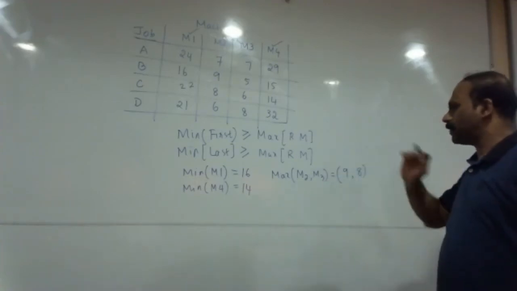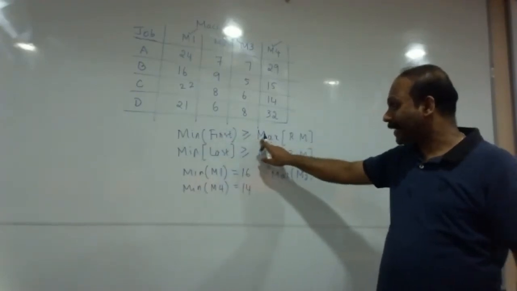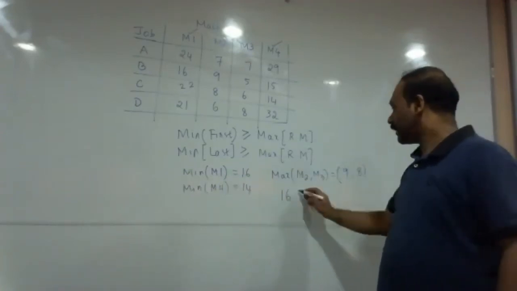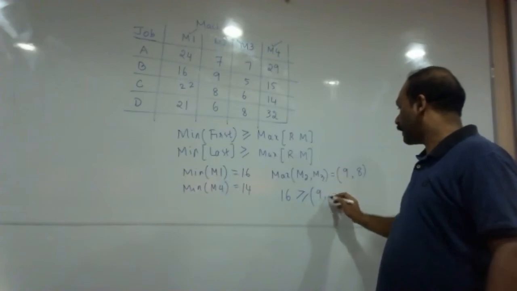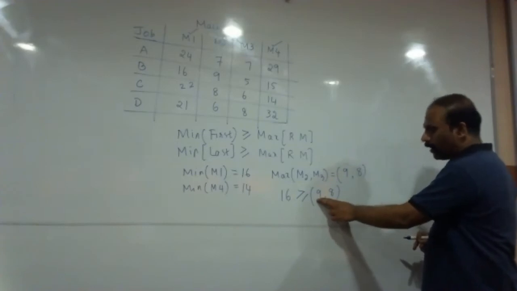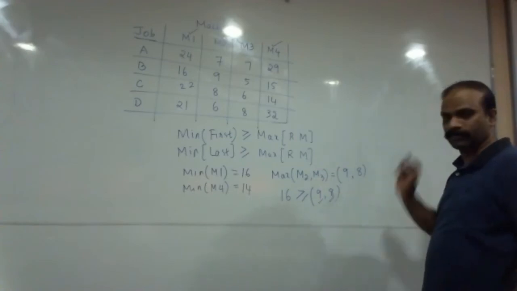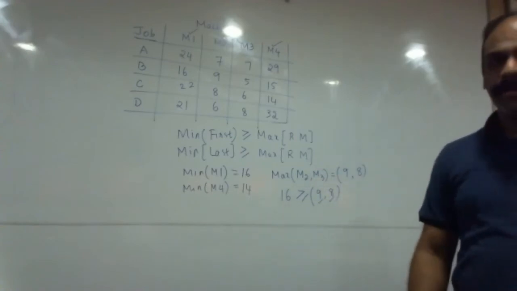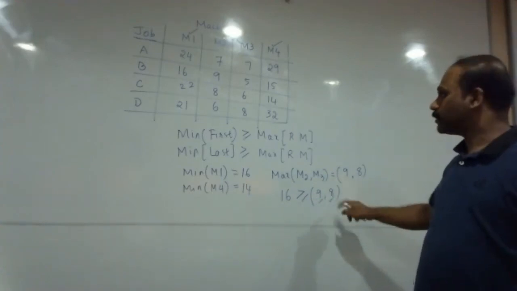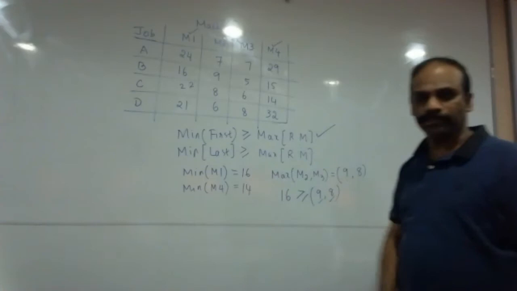Now let us verify the condition. First, the first one. Minimum of first should be greater than or equal to the maximum of remaining. That is, 16 is greater than or equal to 9, 8. You can see that 16 is greater than 9 and also greater than 8, so the first condition is satisfied. Are you able to understand here? Now we'll come to the second condition.